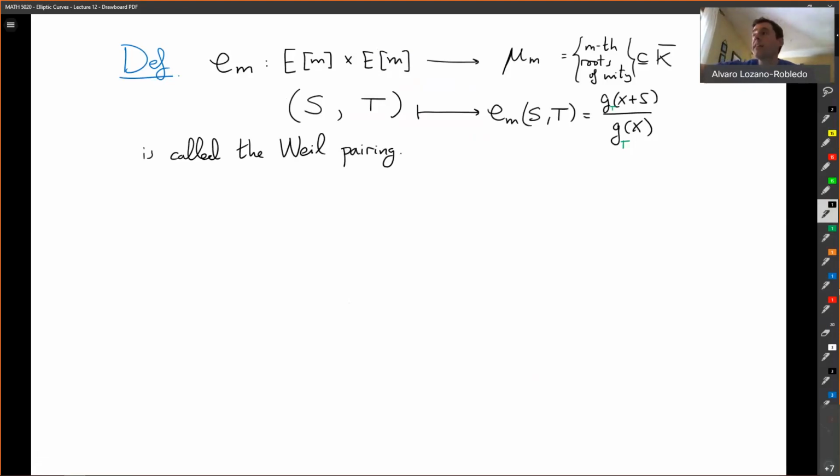Fantastic. So as I said at the beginning of the lecture, the devil is in the details of what the properties are that the Weil pairing satisfies. So let me maybe just stop here to breathe and drink a little bit, and then we'll continue the second part of the lecture with the properties of the Weil pairing.